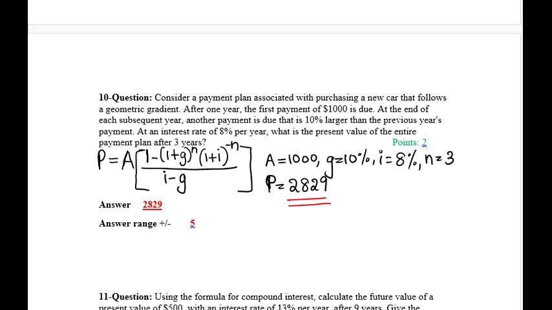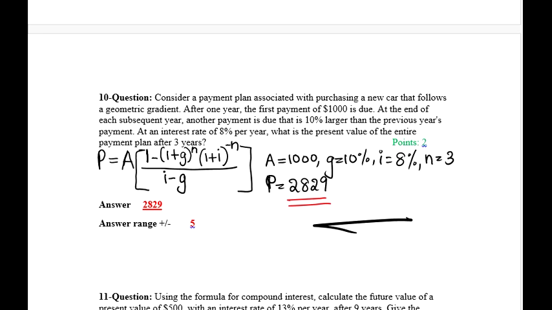Question 10 is again similar to question number 5. Consider a payment plan associated with purchasing a new car that follows a geometric gradient. After 1 year, the first payment of $1,000 is due. At the end of each subsequent year, another payment is due that is 10% larger than the previous year's payment. At an interest rate of 8% per year, what is the present value of the entire payment plan for 3 years? Since n is less than 5, you can calculate step by step in the years, or else you can just directly use the formula.